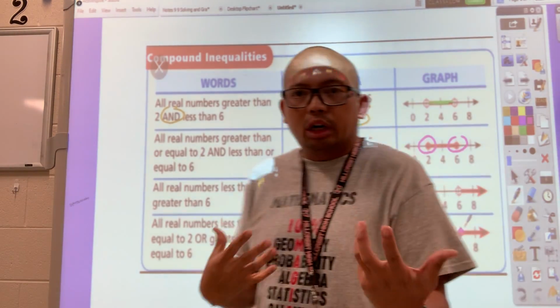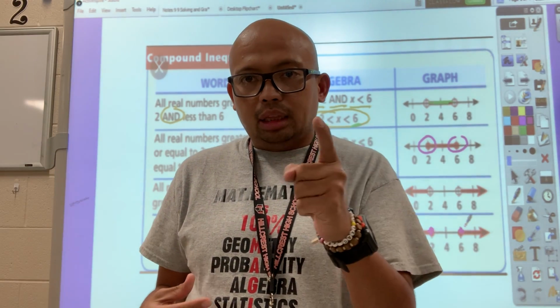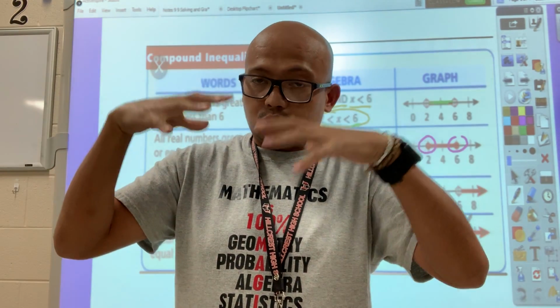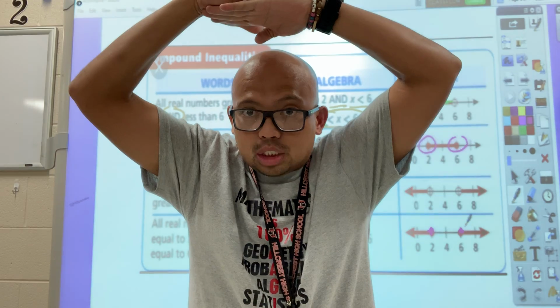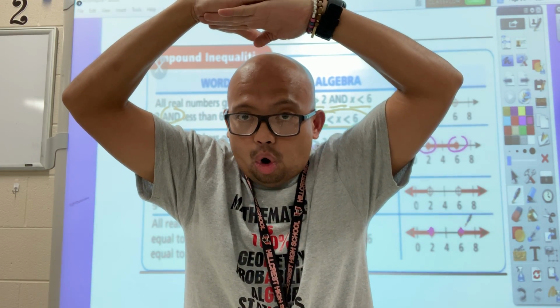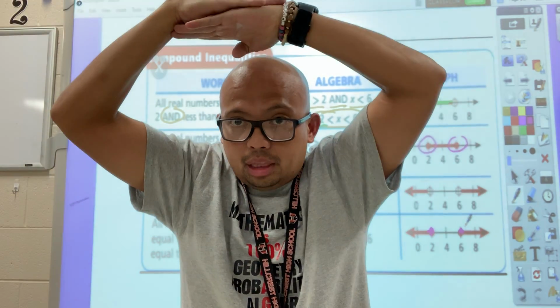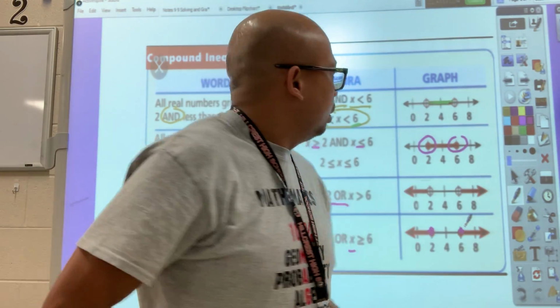So what did we learn from there? If it's an and, it's the intersection, and it's going to connect. If it's or, it's going to split. And, or. And, or, intersect, split. That's how you know for and or.